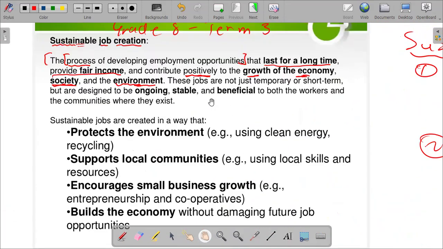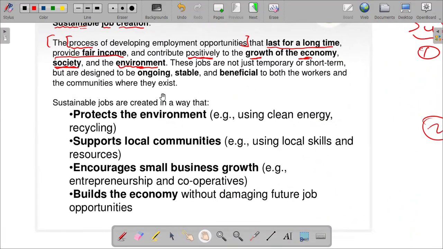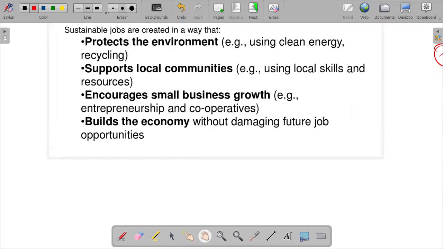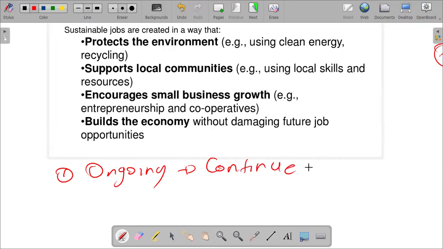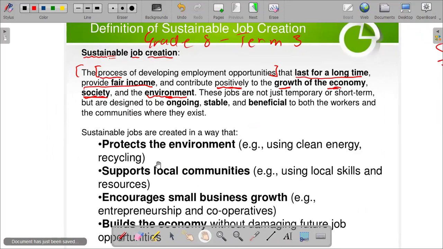These jobs are not just temporary or short term, but they are designed to be ongoing, stable, and beneficial to both the workers and the communities where they exist. Okay, now let's break down those three characteristics. Firstly, these jobs must be ongoing. What does it mean? They must continue. These jobs must continue for as long as possible so that they can provide people and businesses with the growth that they need. Number one, they must be ongoing.